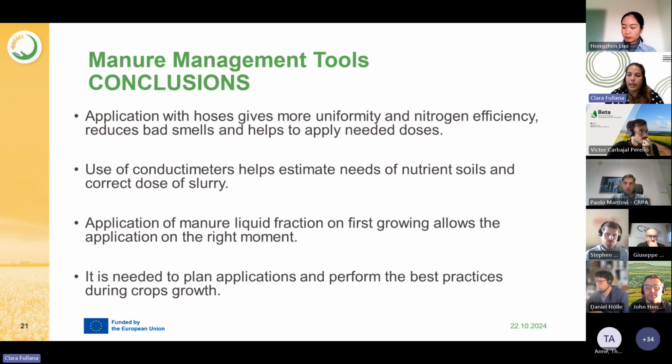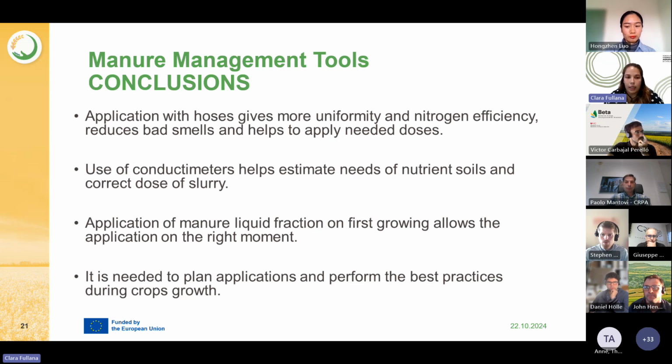So the researchers found different results for the different lands with the different conditions. And during the training sessions, they could explain these results to the farmers and advise them on how to do the best practices during management and crop growth. The 4 general conclusions were these 4 points. First, the best application system is with hoses, due to its uniformity, efficiency, and facilities for farmers.